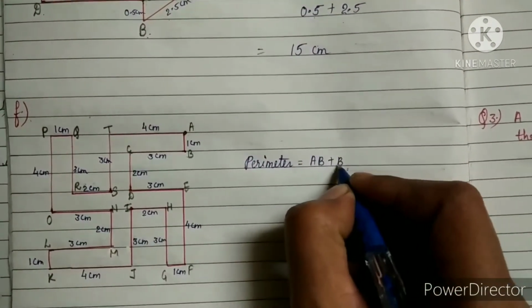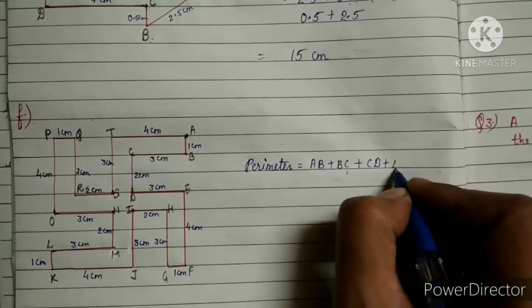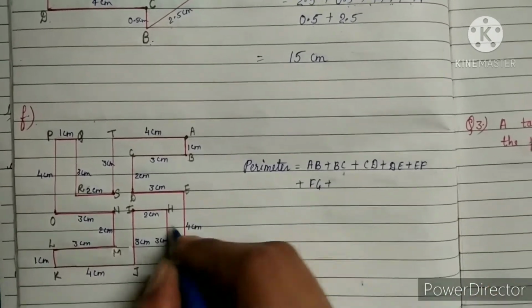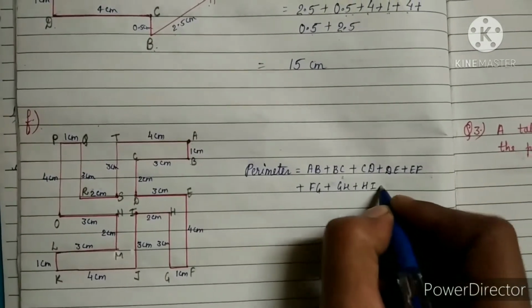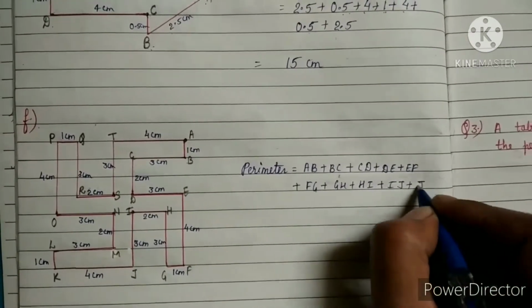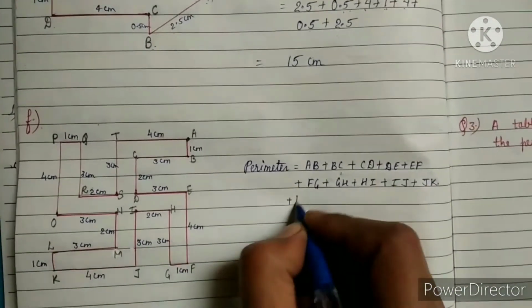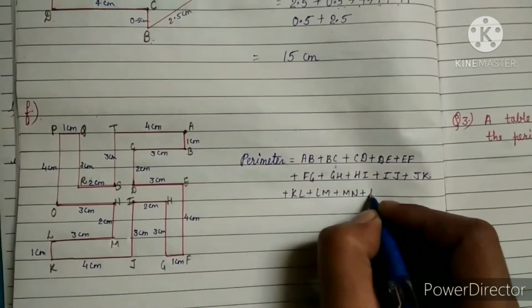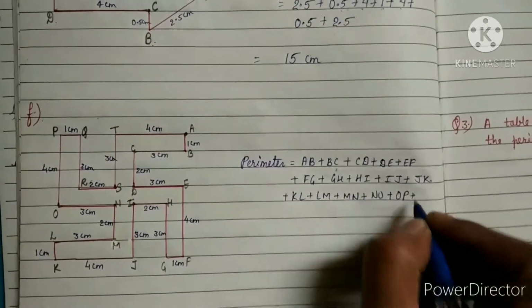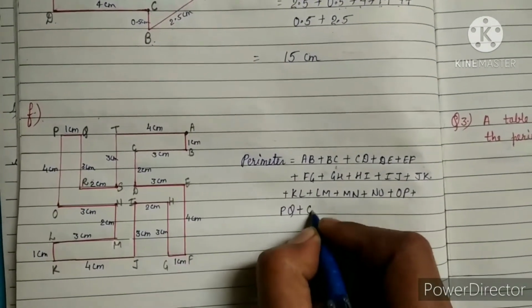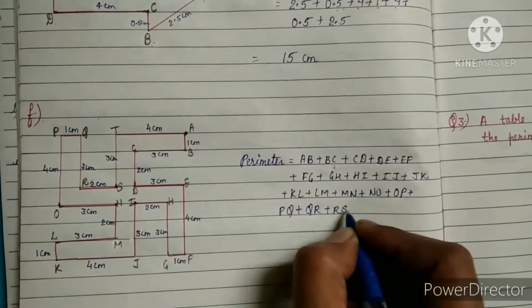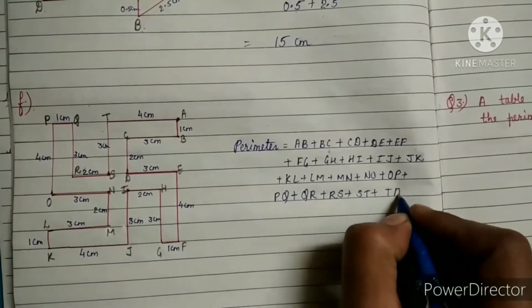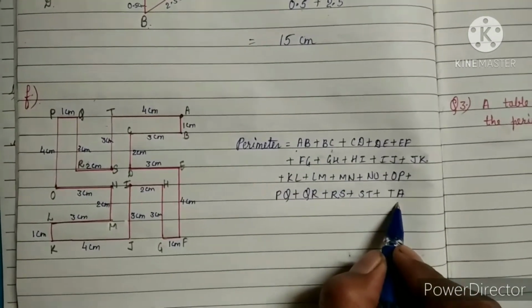So A B, B C, C D, D E, E F, F G, G H, H I, J K, K L, L M, N O, O P, P Q, Q R, R S, S T, and T A. We started from A and ended on A.